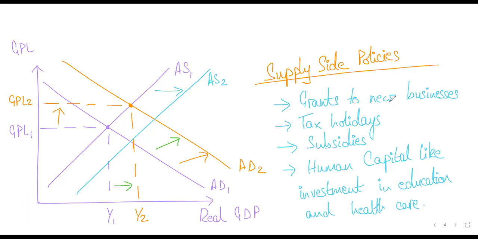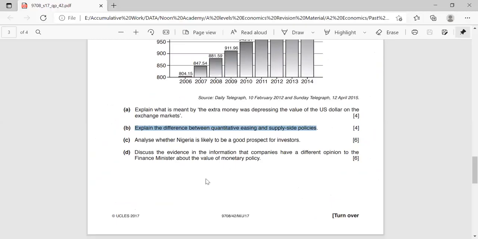And what do you do in that? So government can give grants to new businesses, government can give tax holidays, right? Not charge taxes to the people, not charge taxes to the businesses in the first few years of their operations, give subsidies, right? Invest in human capital like education, healthcare, so that there are more productive people in the economy, and so on. So this is all what you are supposed to explain in this. Is this making sense? Right? For 4 marks, right?